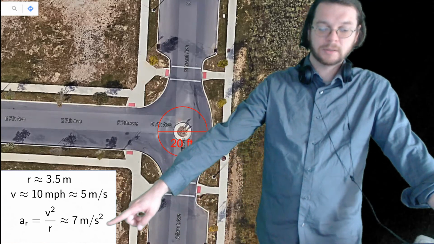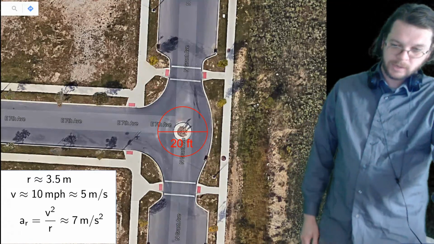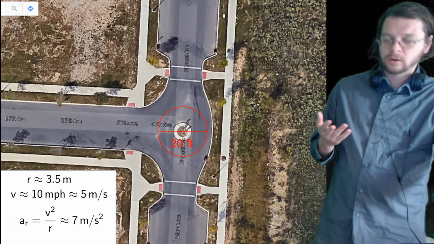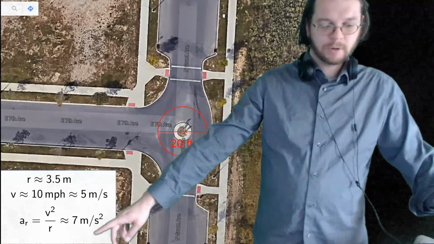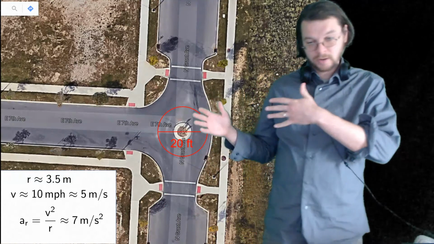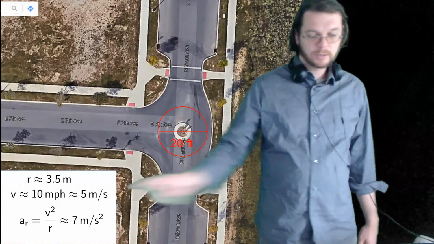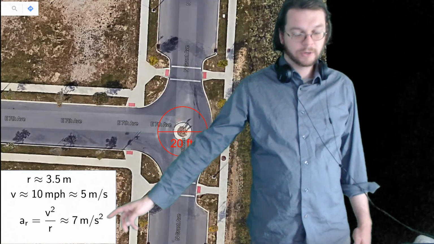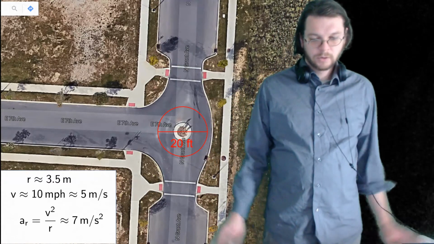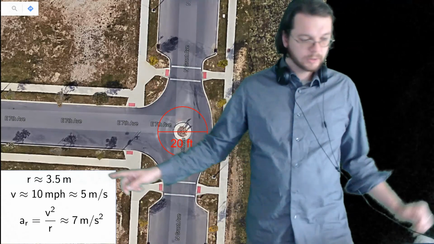What's remarkable about this number is that it's not quite 9.8 meters per second squared, but gravitational acceleration is pretty strong. And so you have to experience almost the same amount of acceleration as gravity going this way just to be able to go through this curve. So this is a lot of acceleration in the horizontal direction. Like, think of a roller coaster where you're shoved to the left or shoved to the right. That's a lot of acceleration there.